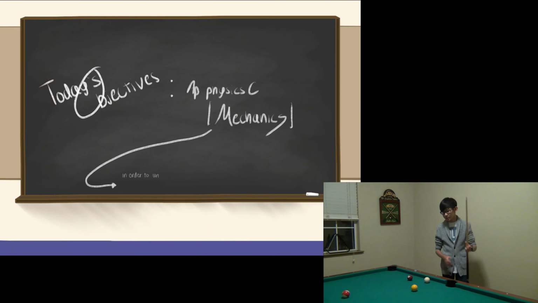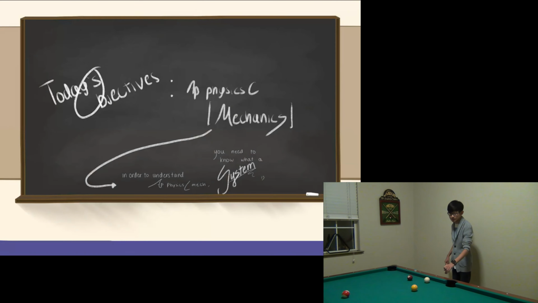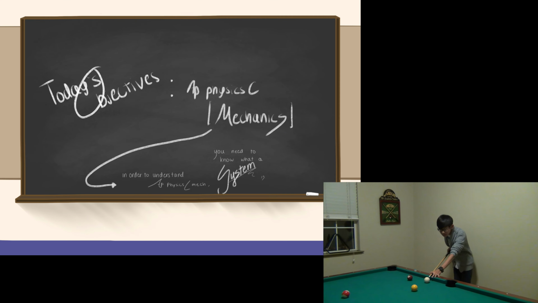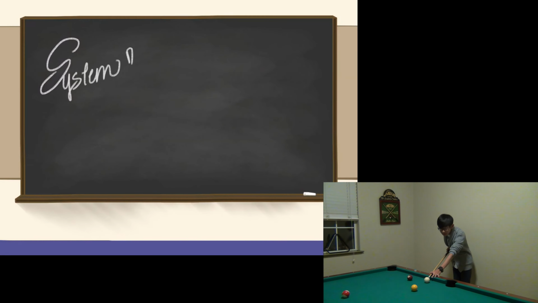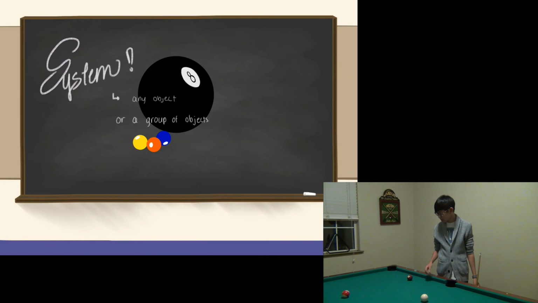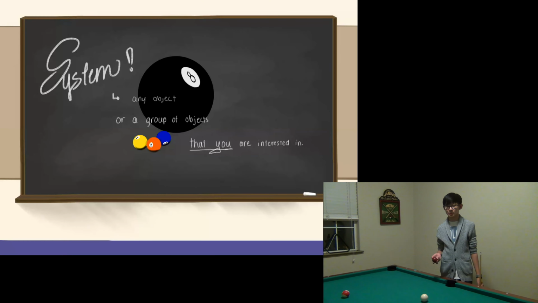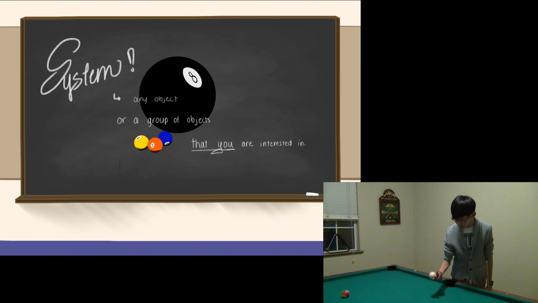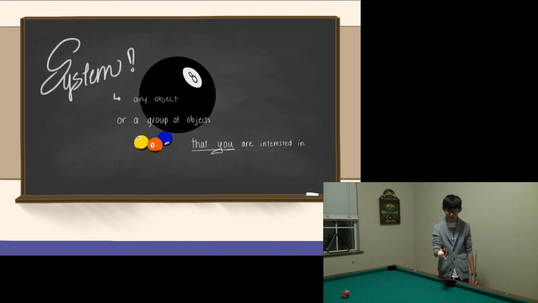In this video, we'll be teaching you about AP Physics C mechanics. Now, in order to first understand mechanics, you will have to understand what a system is. A system is basically any object or group of objects that you are interested in. Suppose, let's say, this one ball might be in my system, or it could be multiple balls, like this cue ball, this 7 ball, and maybe that 8 ball.